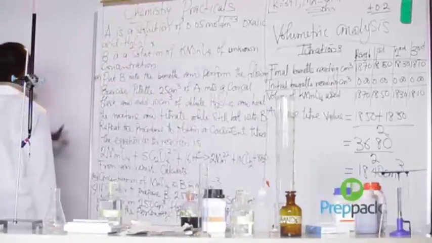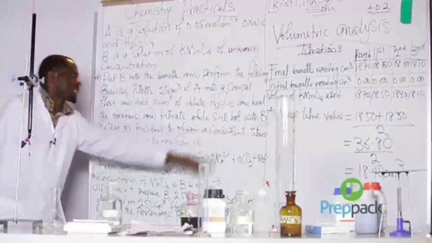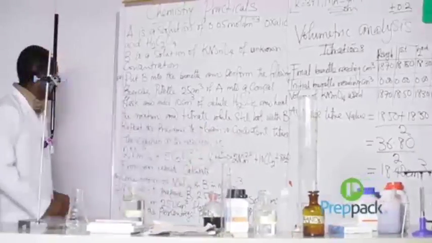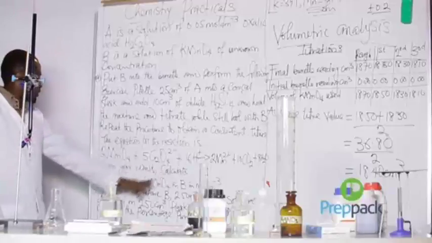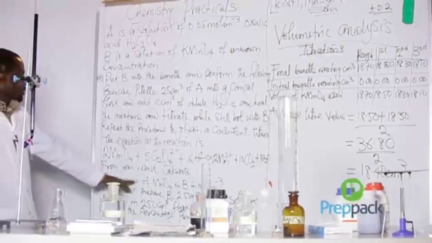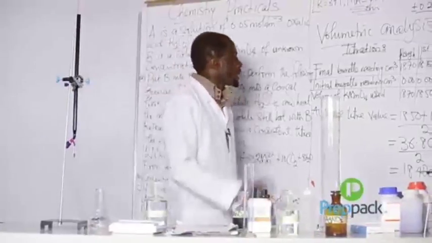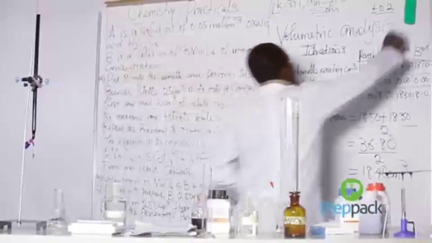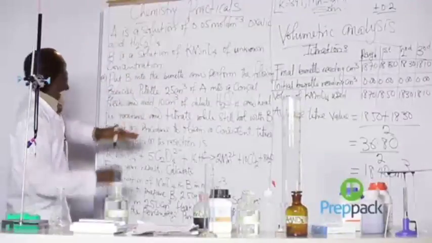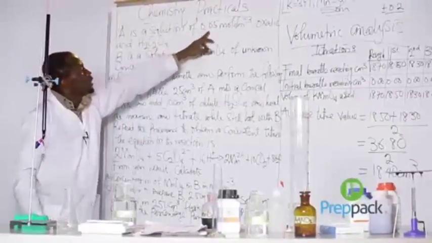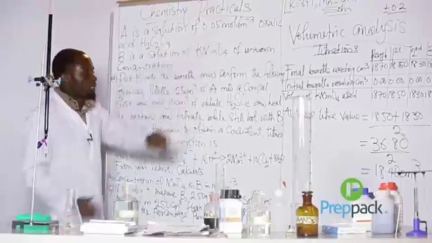The first question says, repeat the procedure to obtain a consistent titer. That's the titer value that we've obtained so far. So what's next? The question says, from your result, calculate the concentration of B, the concentration of MnO4 in B in mole per dm cube. All I need to do is to write out the parameters. As you can see from here, I was given A is the solution of this. The 0.05 mole per dm cube here is the concentration of A in mole per dm cube.